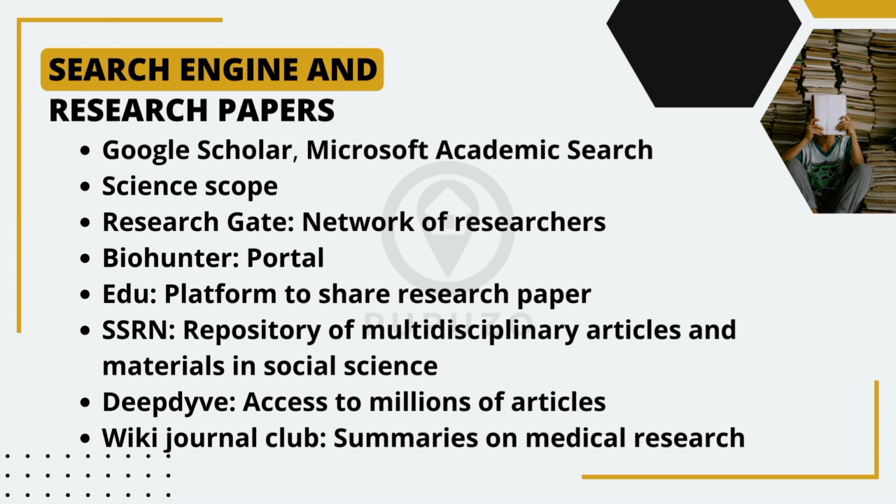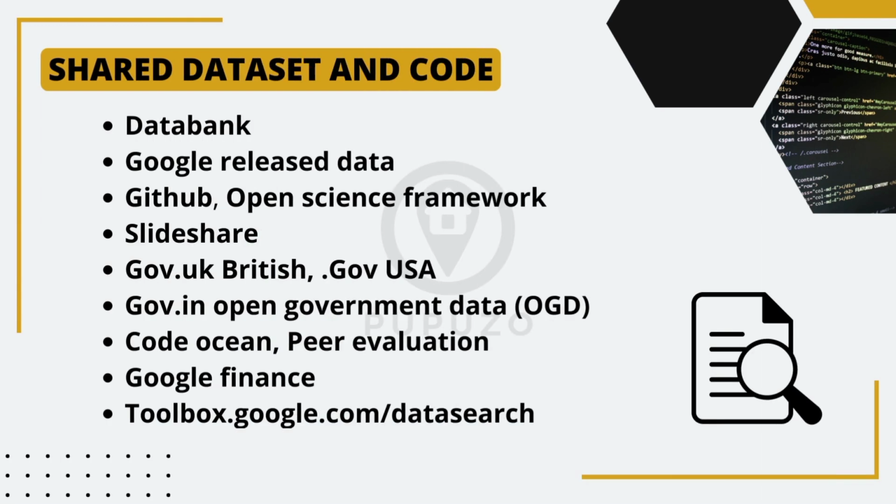Other platforms such as BioHunter, Edu, SSRN, DATASET, and Wiki Journal Club cater to specific research needs. BioHunter serves as a portal for researchers, Edu provides a platform to share research papers, SSRN acts as a repository for multidisciplinary articles in social sciences, DATASET grants access to millions of articles, and Wiki Journal Club offers summaries on medical research. Sharing datasets and code is crucial for collaborative research.